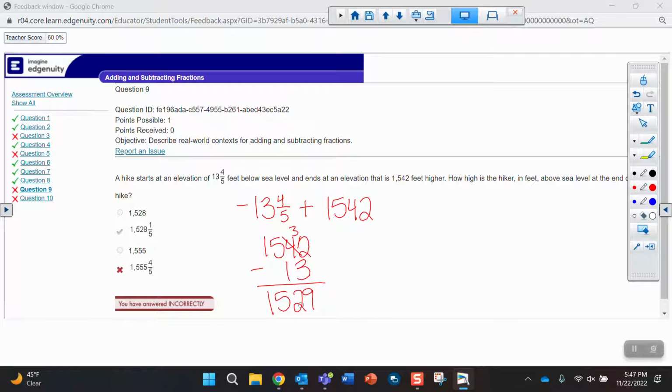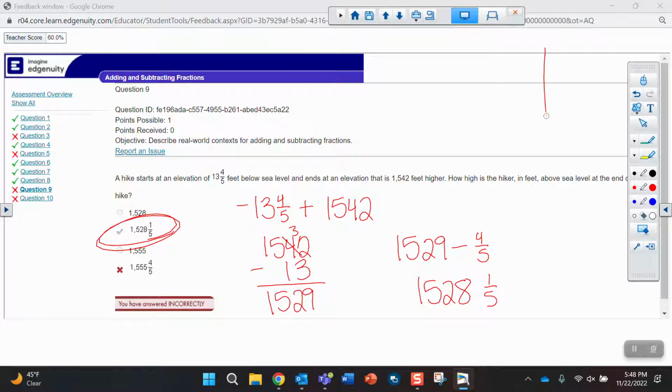So if I take 4/5 away from 1,529, we're going to subtract 4/5. That's going to leave me with 1,528 1/5. So you can see that there. That just, again, worked really well because that second number was a whole number.